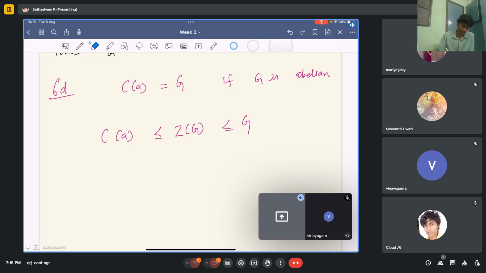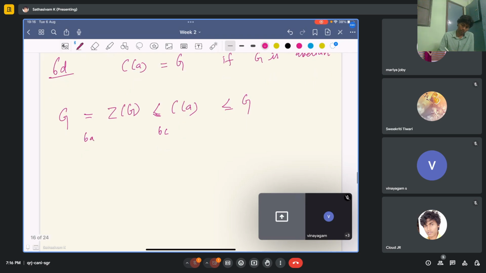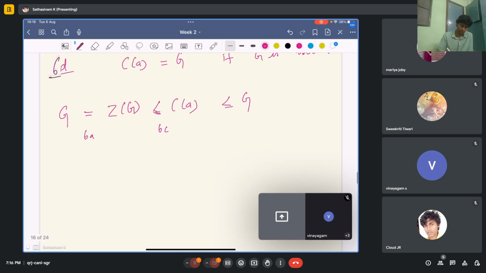Now, no, sorry, I read it the other way around. The center of G is contained in the centralizer of G. So the center of G is contained in the centralizer. This we have by 6C. Now by 6A, what I know is, if your group is abelian, then the center is G. This is by 6A and this is by 6C. So what does that tell you? Let's forget this one. Okay.